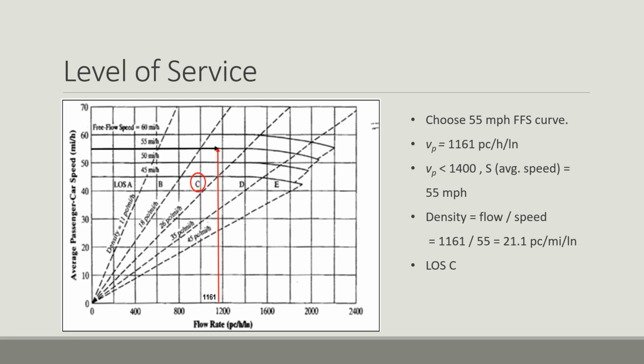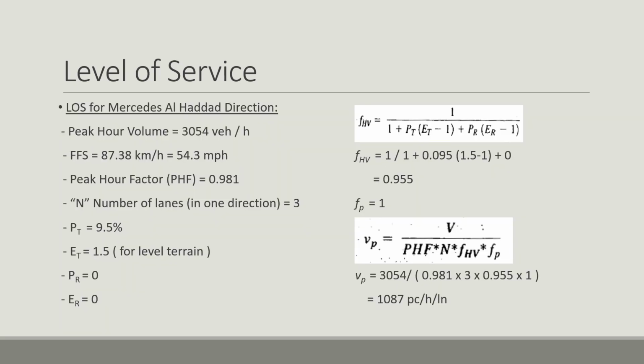And to have another check, we calculated density as flow divided by speed, and we found it to be 21.1 passenger cars per mile per lane, which is in the range of level of service C density, so it's correct that this direction has level of service C. The same procedure is done for the other direction.